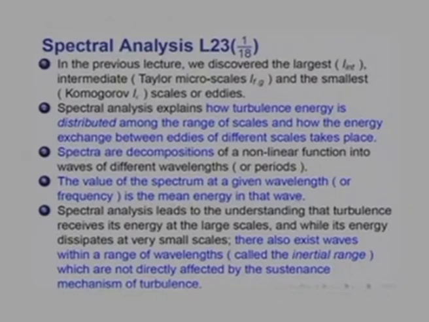energy in that wave. Spectral analysis leads to the understanding that turbulence receives its energy at the large scales, and while its energy dissipates at the very small scales, there also exist waves within a range of wavelengths called the inertial subrange, which are not directly affected by the sustenance mechanism of turbulence. So, that is the overall story that we wish to narrate by going through a somewhat tedious mathematics.